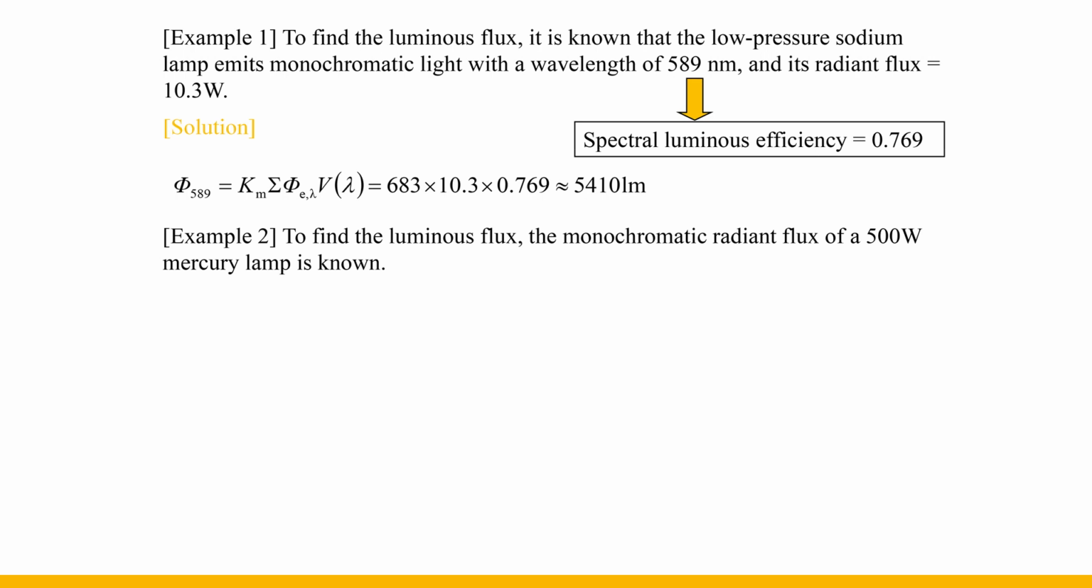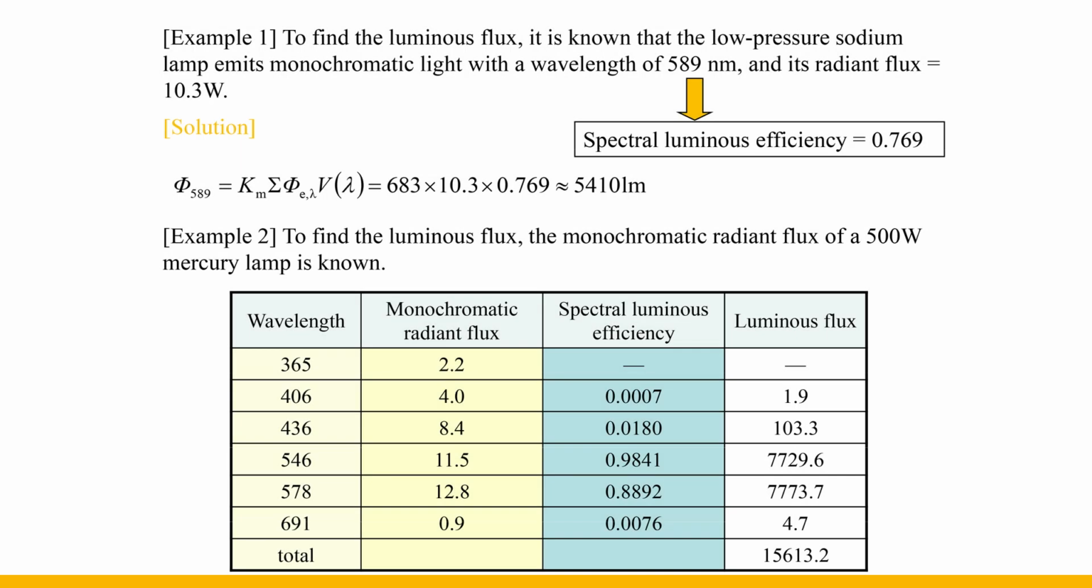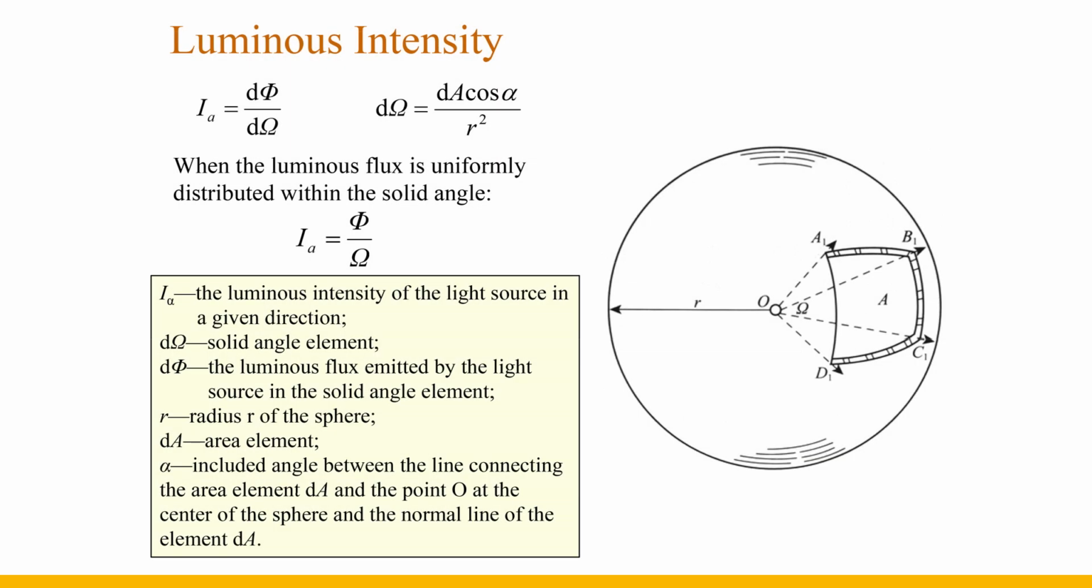Second, find the luminous flux. The monochromatic radiant fluxes of a 500 watt mercury lamp are known. This is a light source that can emit 6 wavelengths. The data in the left two columns of the table are known conditions, and the spectral luminous efficiency found according to the given wavelength is listed in the third column. The product of the data in the second column, the third column, and 683 is listed in the fourth column, and the total luminous flux is 15,613.2 lumens.